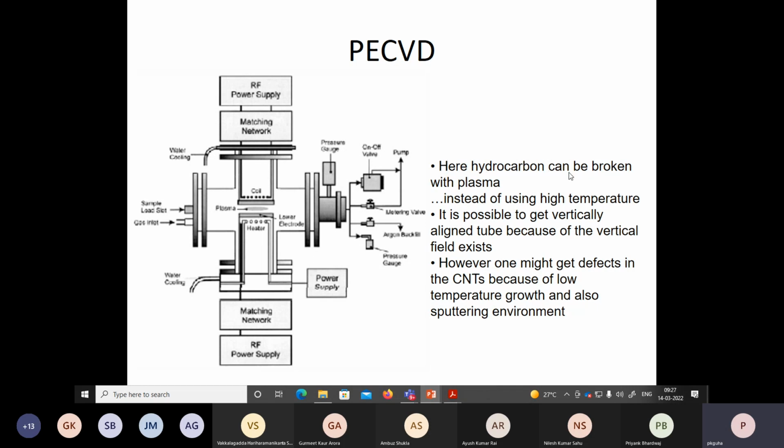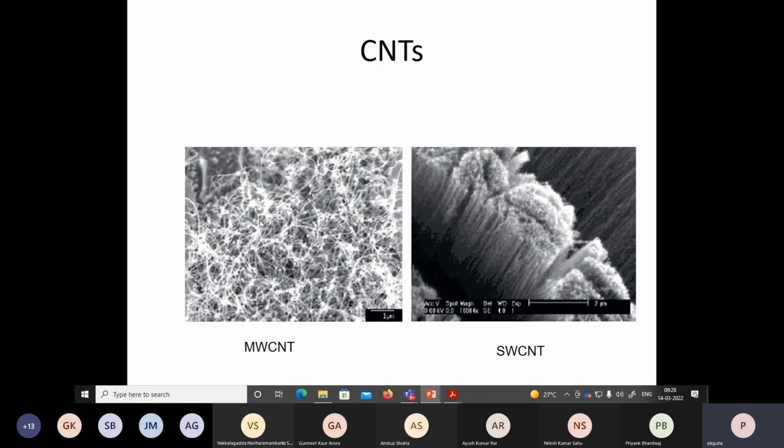Okay, so here hydrocarbon can be broken with plasma instead of using high temperature. It is possible to get vertically aligned carbon nanotube in this particular case, because here you are applying an electric field. Okay, however, one might get defects in the CNTs because here the temperature is much lower, maybe 200-300 degrees centigrade is good enough. So if you don't use high temperature, there might be defects in the carbon nanotube. So low temperature growth is possible, but there might be defects in the carbon nanotube, right?